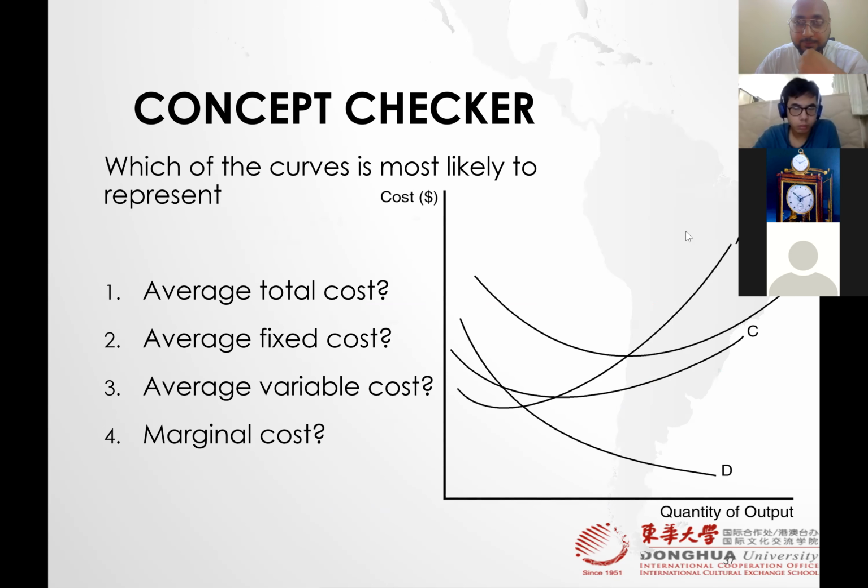Carolyn, can you answer? I think it's... Gustavo, can you hear me? Average total cost, I think is B. Okay.